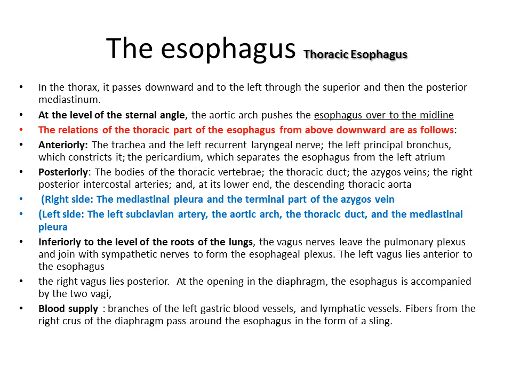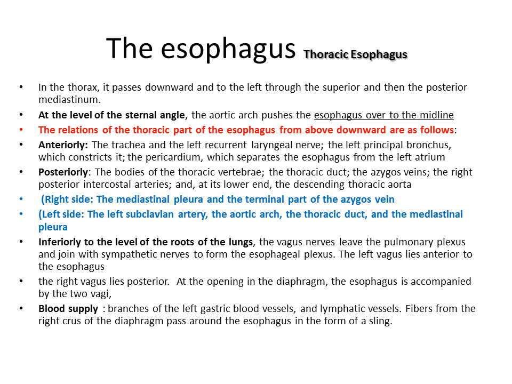Inferiorly, to the level of the root of the lung, the vagus nerve leaves the pulmonary plexus and joins with the sympathetic nerve to form the esophageal plexus. The left vagus lies anterior to the esophagus, the right vagus lies posterior. At the opening of the diaphragm, the esophagus is accompanied by these two vagi branches.